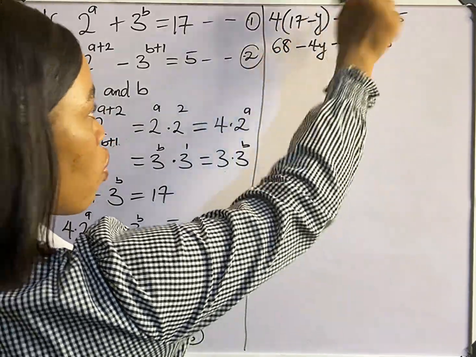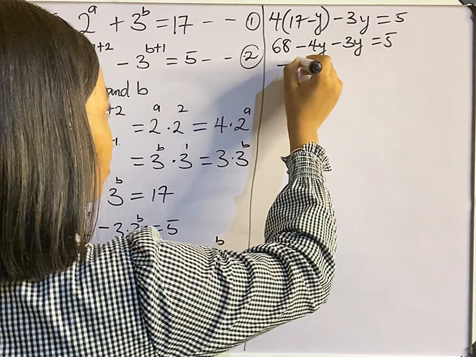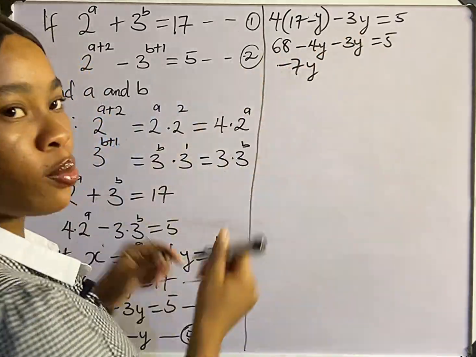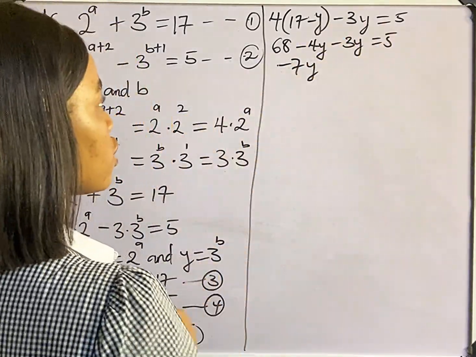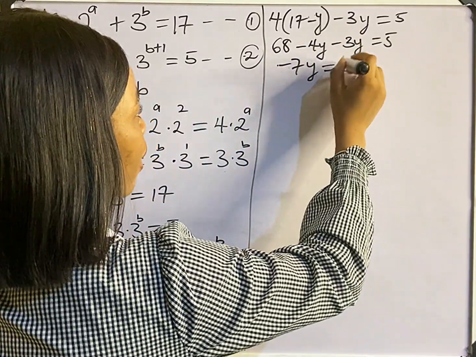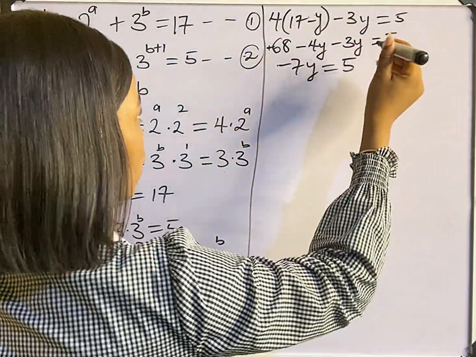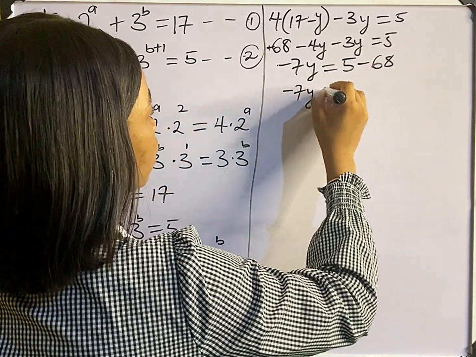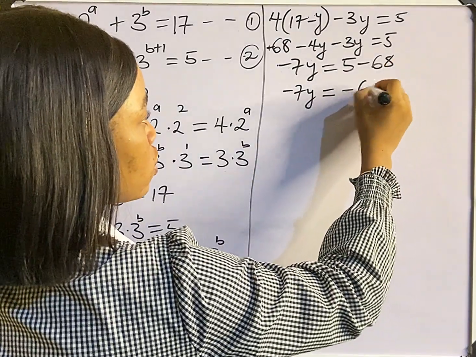So 68 goes over to the other side. Now minus 4y minus 3y gives us minus 7y. Since they are both minus, we simply add the numbers together and pick one of the negative signs. So this gives us minus 7y equals 5. Now 68 has an invisible positive sign, so it comes over to the other side and becomes negative 68. So this gives minus 7y equals 5 minus 68. That gives us minus 63.